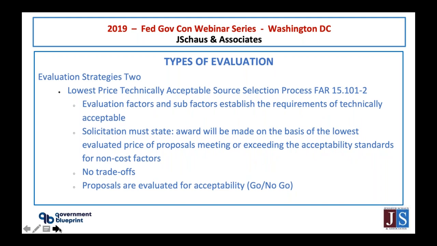All right, so the second evaluation strategy that the government uses is lowest price technically acceptable. There are two ways to evaluate proposals: best value and lowest price technically acceptable. Lowest price technically acceptable, the LPTA, is considered an old school way of doing evaluations, and a lot of newer contracting officers or government agencies are now moving towards just doing best value. The solicitation must state that it is lowest price, and you can find that in the solicitation or RFQ. There are no trade-offs. Proposals are evaluated for acceptability, so it's a go or no-go decision from the technical evaluation panel. I will get into that in a later slide. Next slide.